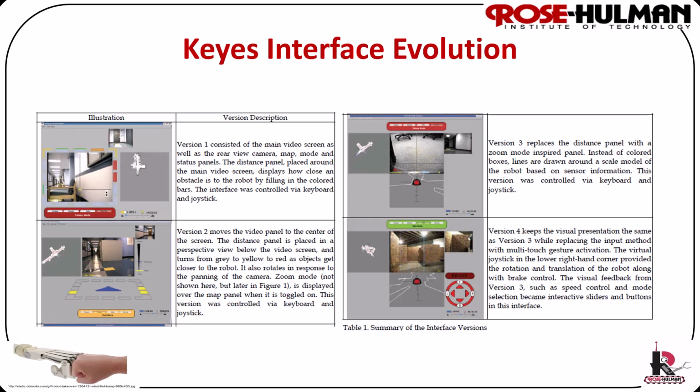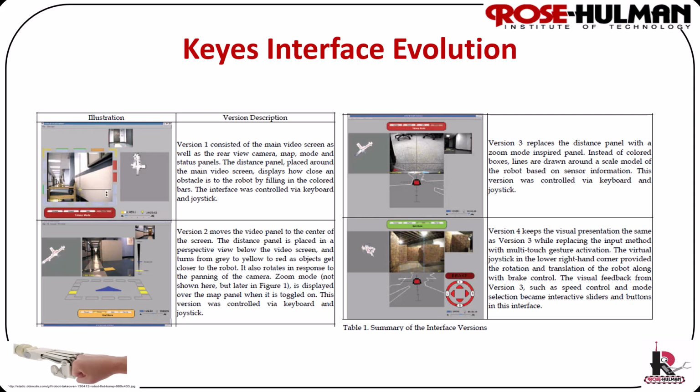So here's a paper by Keyes that looks at interface evolution and how things change based upon what the interface looks like. Version 1, on the top left, has a main video screen as well as a rear view camera, map mode, and status panels. On the bottom left, they moved the video panel to the center of the screen because they found that more people were relying on the camera video view. The distance panel is placed in a perspective view below the video screen and may turn from gray to yellow to red as objects get closer to the robot, which is helpful so that the robot does not hit obstacles from the front or back. It also rotates in response to the panning of the camera.